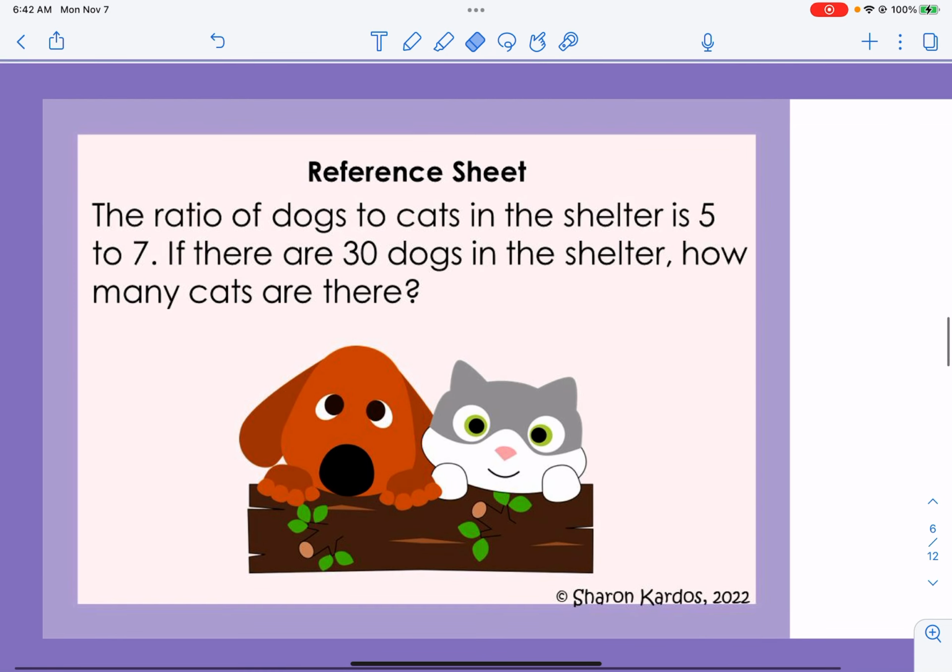So if you clicked on the reference sheet at the bottom of the mystery picture, then you could see the example problem that you were given. The ratio of dogs to cats in the shelter is 5 to 7. If there are 30 dogs in the shelter, how many cats are there? So you can see the two things that we're talking about are dogs to cats. And one of the places where I've seen students making mistakes is they don't know which of these numbers is the dog and which is the cat. So since they said the word dogs first, that means there are 5 dogs. And since they said cats second, that means there are 7 cats. And then the third number in the problem would just be the 30 dogs.